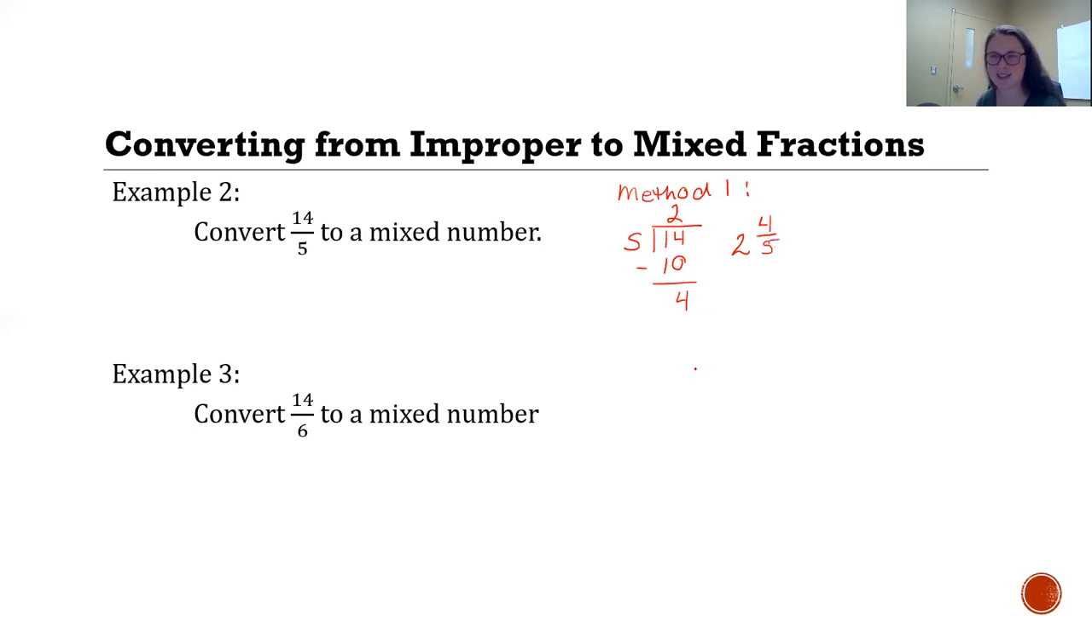Make sense? So this is my set size for our denominator. This is the whole. And this is always going to be our numerator. Okay? Method 2. Everybody likes the calculator method.